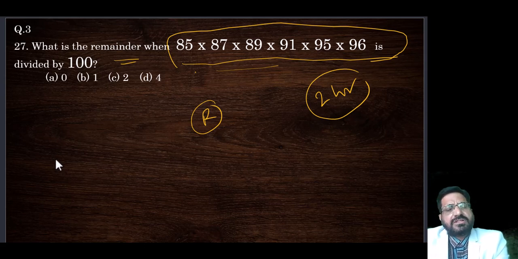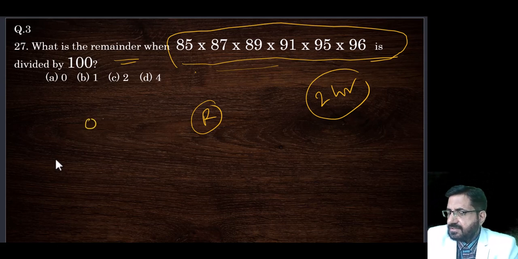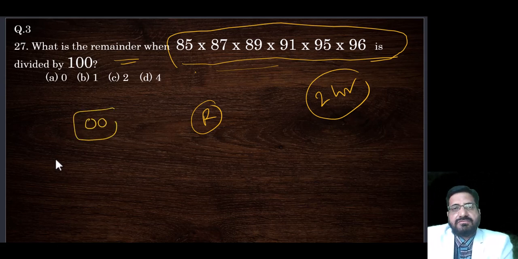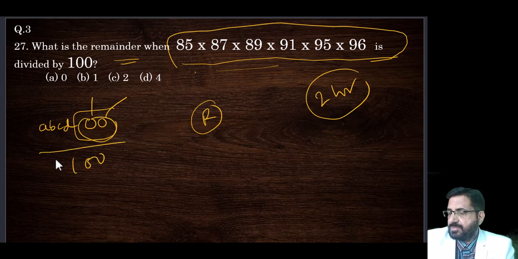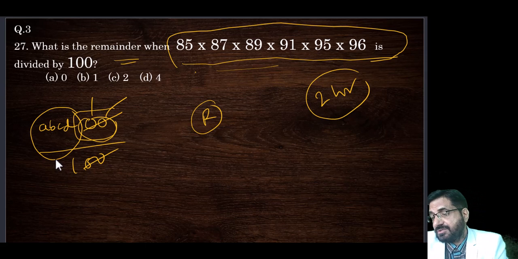for any number to be divisible by 100, it should contain two zeros at its last two places. This is the unit place, this is the tenth place. So whatever the number is, A, B, C, D, the last two digits should be 0. Then only can I divide this number. These two 0s get cancelled, giving out this number, and the remainder will be 0.